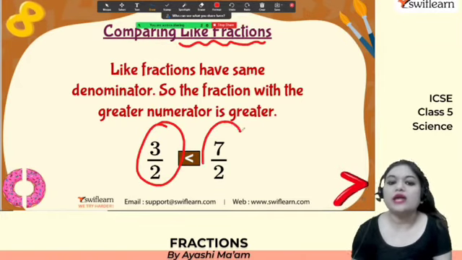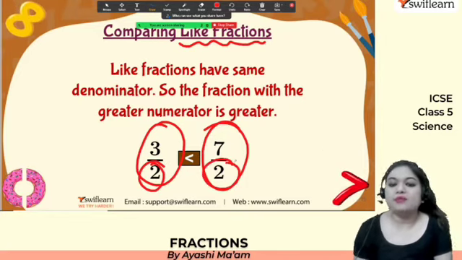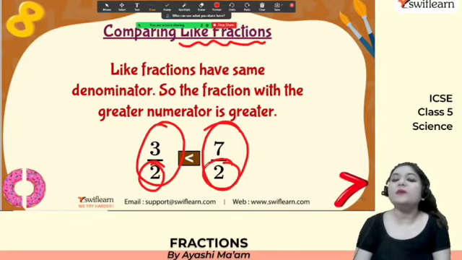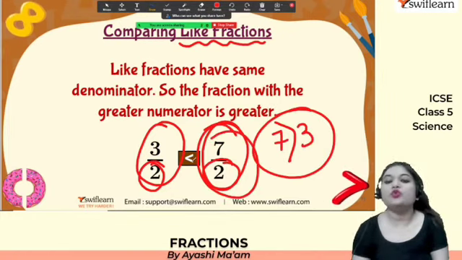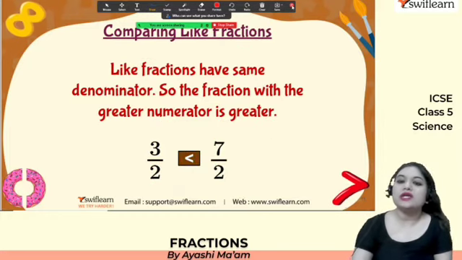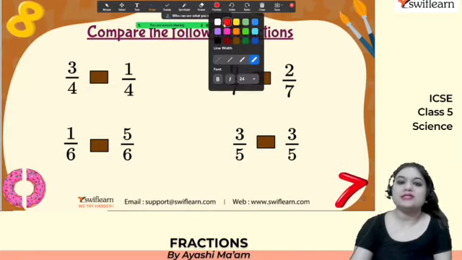So, we have 3 by 2 and 7 by 2. The denominators are the same in both the fractions, right? So you simply need to look at the numerator. The greater numerator is 7. 7 is greater than 3. That's why 7 by 2 will be greater than 3 by 2. So in case of like fractions, comparison is really easy. Let's see some more examples.